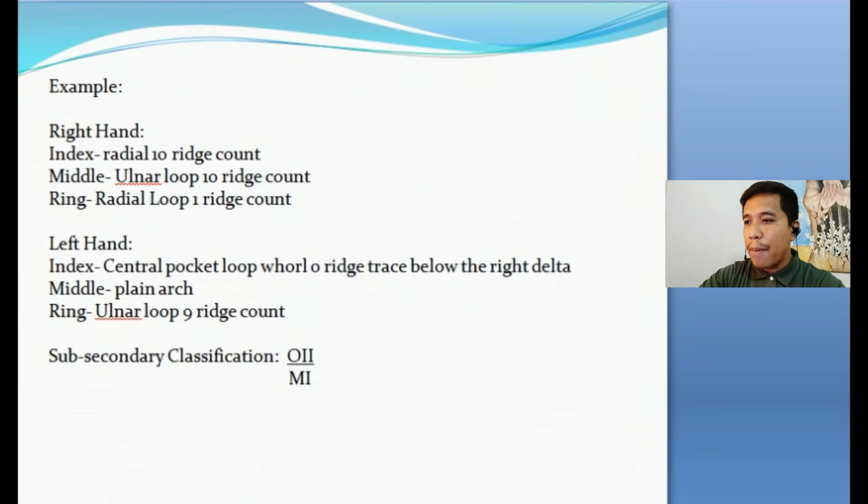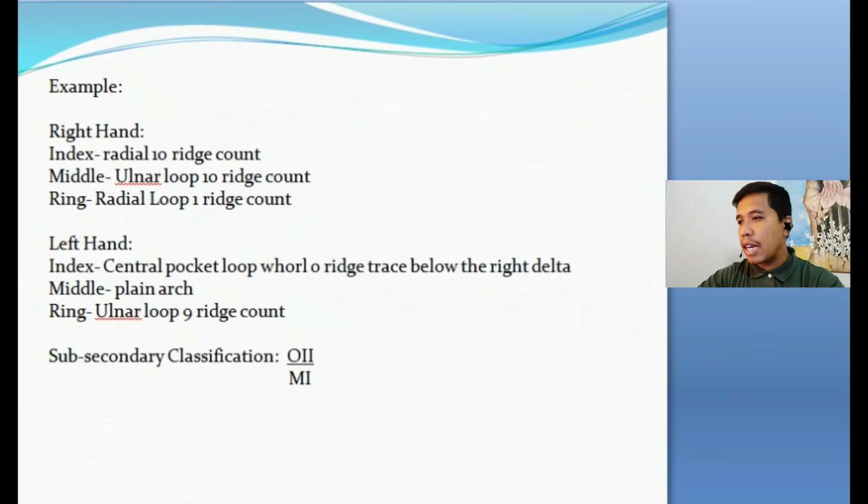On the other hand, the middle finger of the left hand is a plain arch. Plain arch is an absence of a pattern, so we cannot do ridge counting. Same with tented arch. We cannot do ridge counting or ridge tracing. So we will go directly to the ring finger, which is ulnar loop, and the ridge count is 9. So 9 is inner. So your subsecondary classification now is OI over mid-inner.